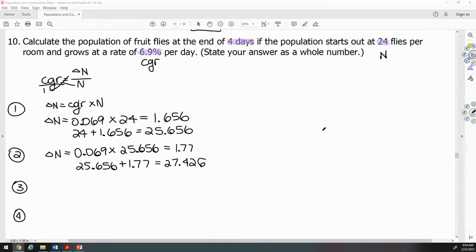Day 3. Start the same way. We have our change in number equals the CGR, which is 0.069, times 27.426, which was that number at the end of day 2. Our increase for day 3 is 1.892 flies.